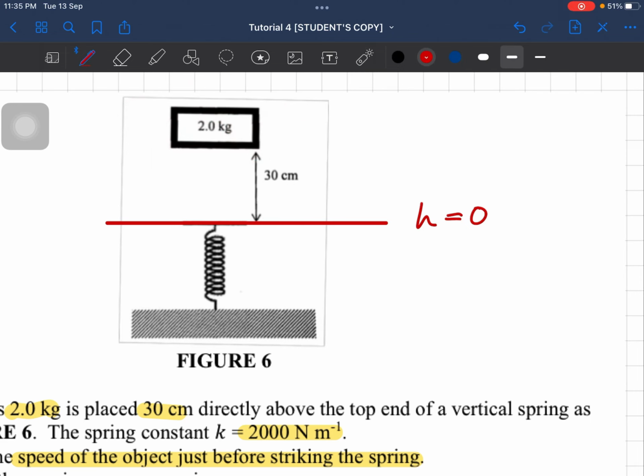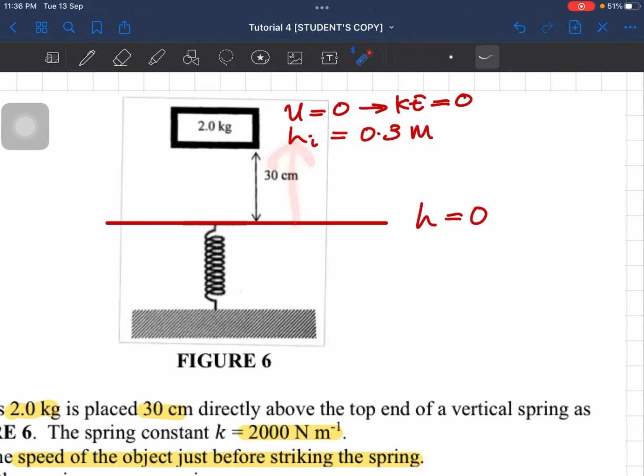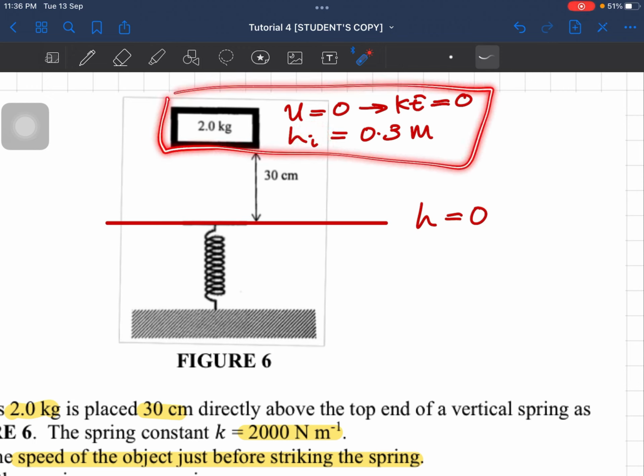First, this object is placed just right above, so it is not thrown. The initial velocity should be equal to 0. If the initial velocity is equal to 0, the kinetic energy should be equal to 0. Next, this block is also experiencing gravitational potential energy. We can write this as 0.3 meter. It is positive because this is above the reference line. Why did I write initial? It is because this is the initial situation.